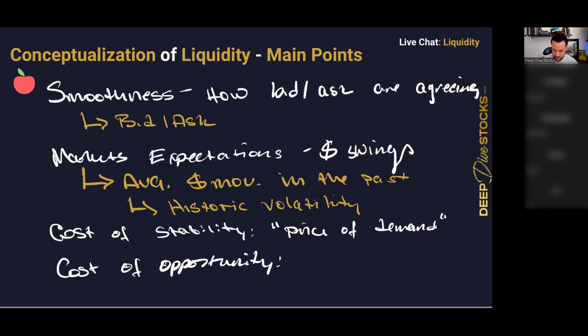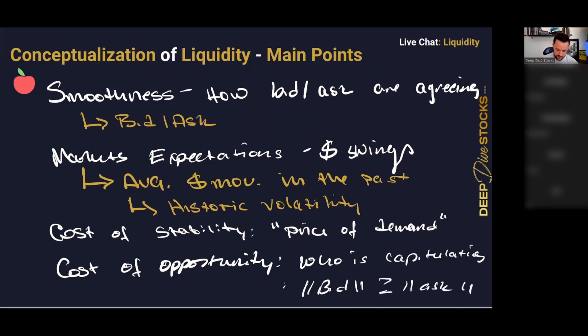Right? And so this can tell us the price of opportunity, who is capitulating, and also the relative size of the bid and the ask. But we'll talk about that later. So are there more bids? Is there more ask? Who has to jump line? Who's jumping line?